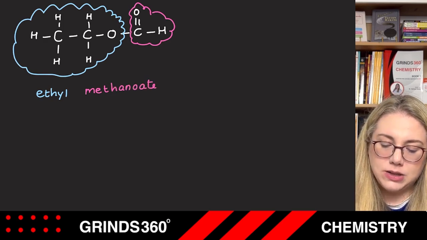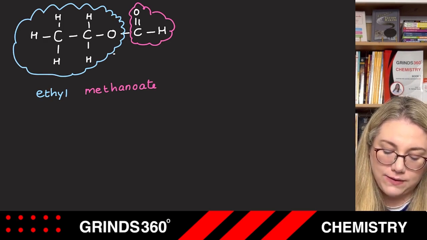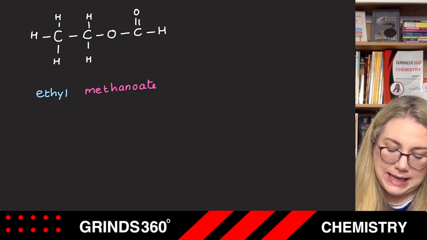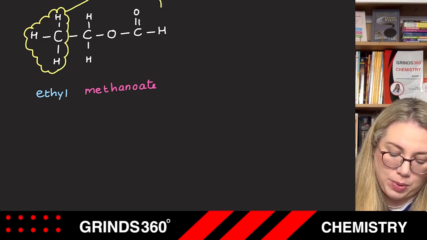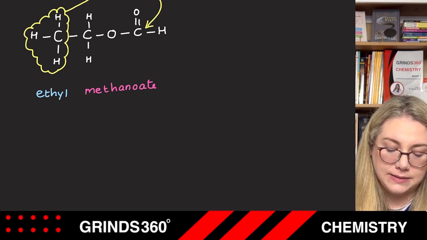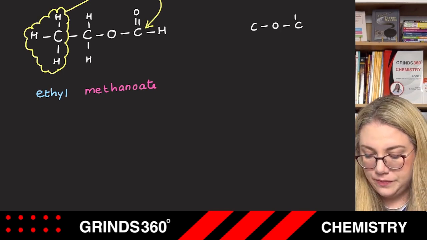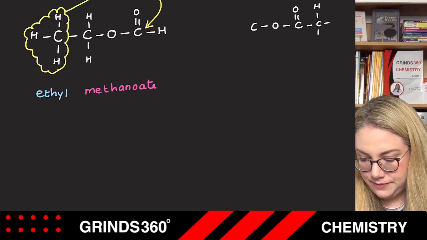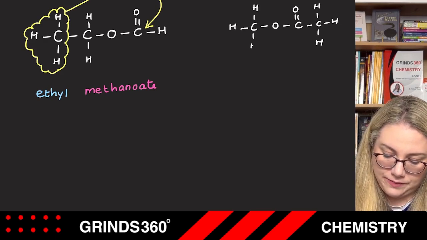Now, students were asked to draw an ester isomer of this, and very, very few students got this to work out. So here, what I would do is, you take that CH3 off the end of the alcohol part, and you put it on the other side. Attach it onto the C double bond O. And then that would give me this. And then we fill in our hydrogens.